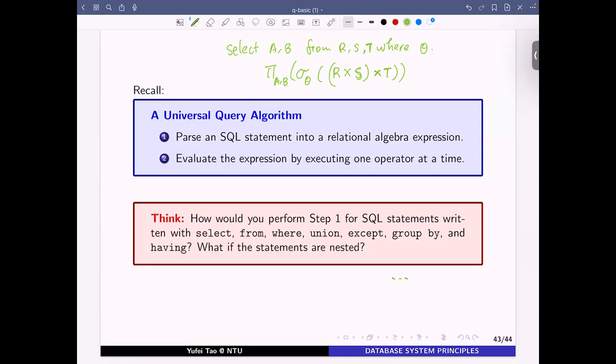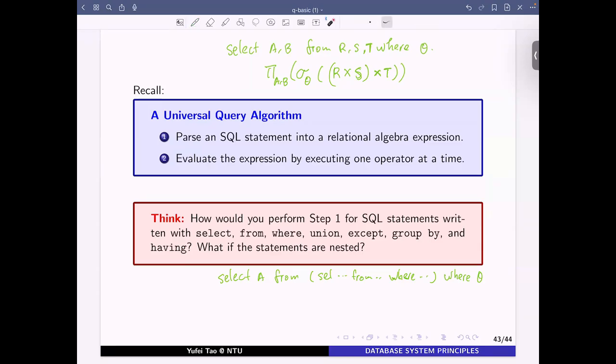Okay, so I asked an interesting question here. What if the statement is nested? What if the SQL statement is nested, right? So for example, you could have something like select, let's say A from another relation, another query here, and then where theta, right? So let's say here I could have something like select something from something, and then maybe another where. I could have a nested statement like this, right?